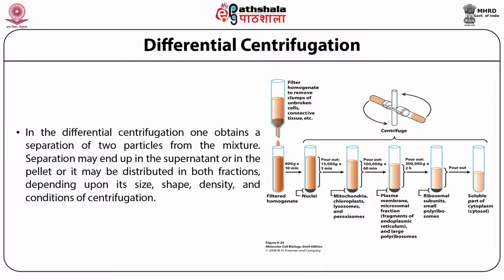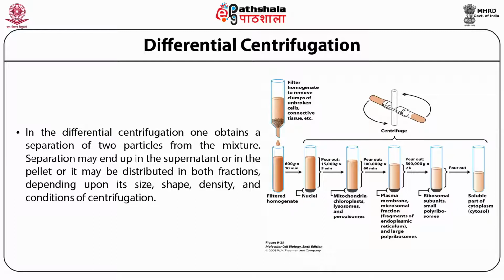Then you take out the supernatant, put it in a different tube and centrifuge again at 15,000 G for 5 minutes. You can see another set of cell organelles like mitochondria, chloroplasts, lysosomes and peroxisomes settle. Then you take out the supernatant again and centrifuge at 1 lakh G, and you find that the smaller components like the plasma membrane, microsomal fraction, fragments of endoplasmic reticulum and large polysome bodies get separated.